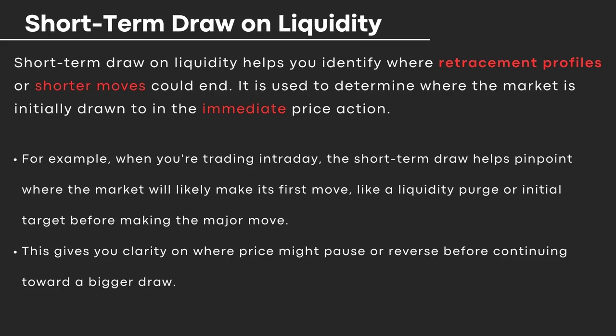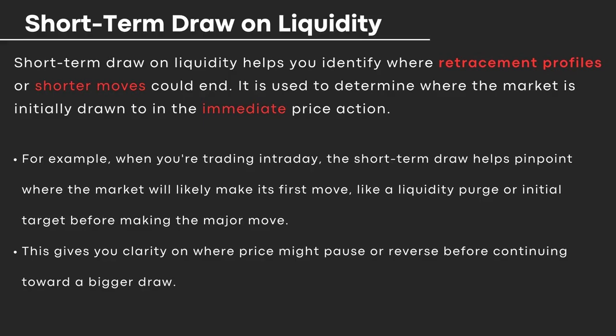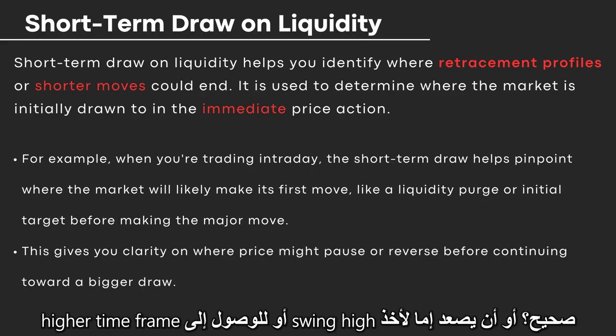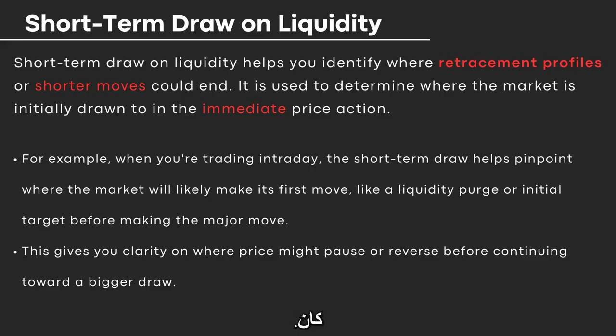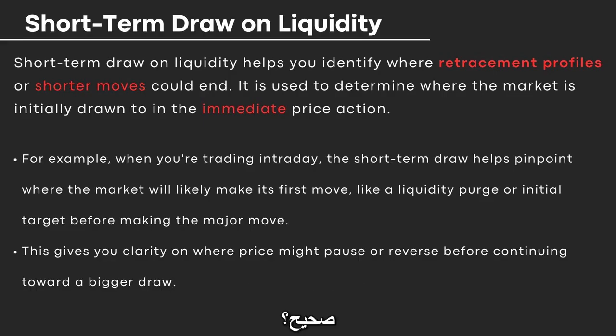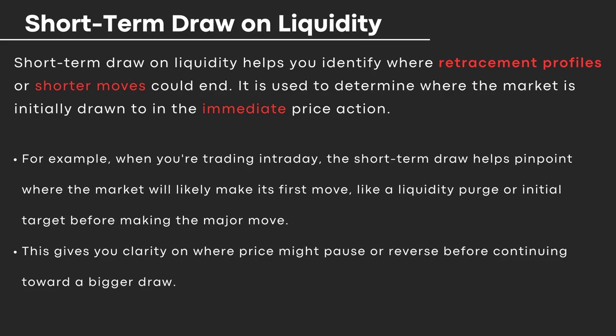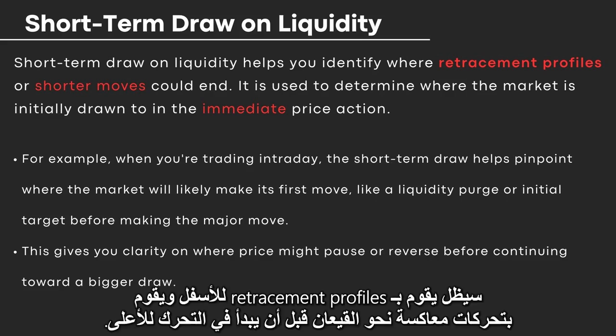Now, that being said, let's say we determine that our draw, or our target or goal for price, is higher, either to take out a swing high or to reach a higher time frame key level, or whatever reason it could be. The premise is that price wants to go higher and we've determined that. Your objective in that scenario would be to look for longs, but it's not that simple. You also need to be aware that even if price wants to go higher, it will still make retracement profiles lower and make counter moves to reject below lows before it starts moving higher.